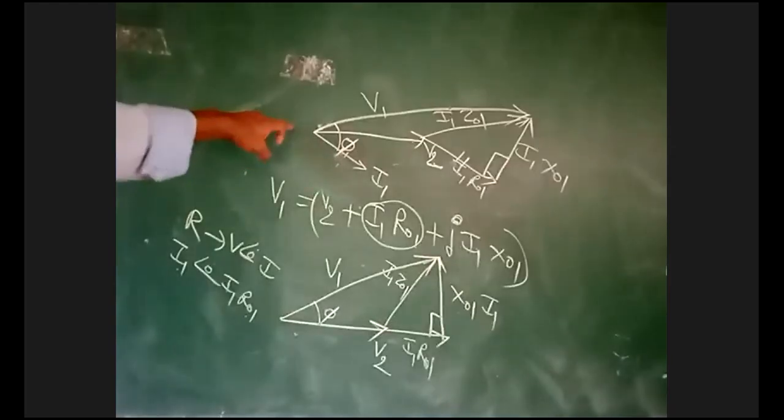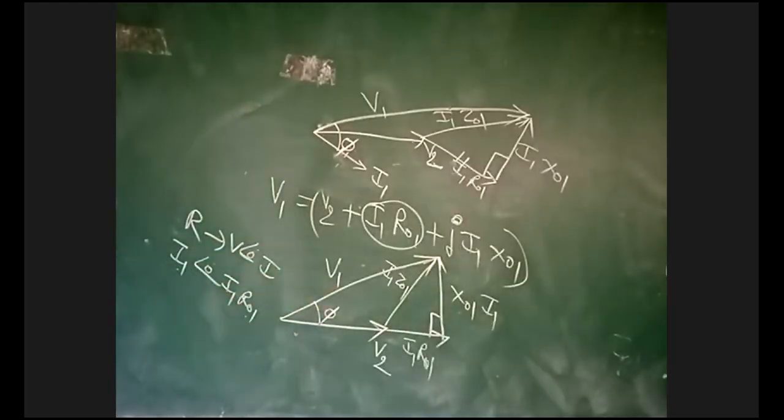What is the difference between this phasor diagram and this phasor diagram? In the first phasor diagram, inductance is there. If inductance is there, current lags the voltage. In the second case, that is the resistive case. In the first case, power factor is lagging. In the second case, power factor is 1. Okay, let us leave that, don't worry. This is the phasor diagram.